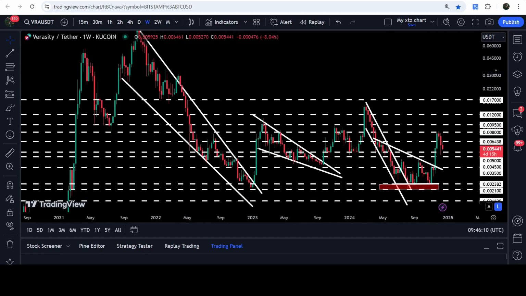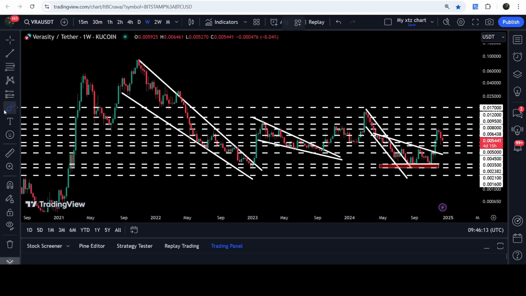And I would also like to show you this very, very massive breakout that has happened on the 7 days time frame chart from this big and long term falling wedge pattern as well.